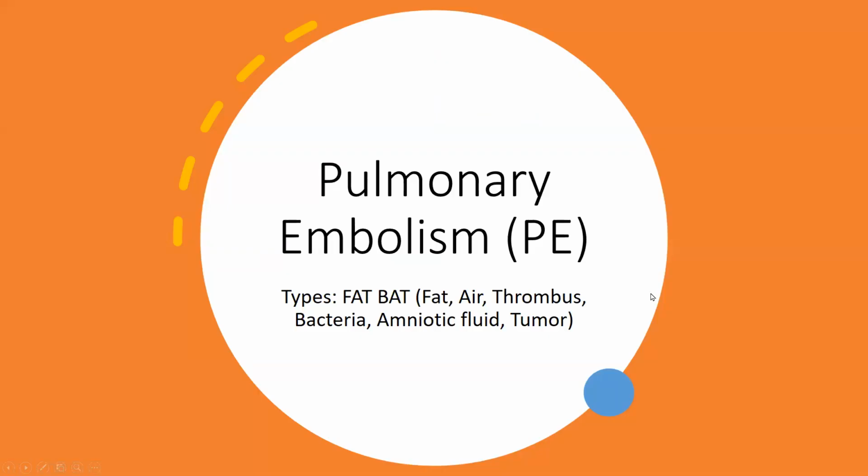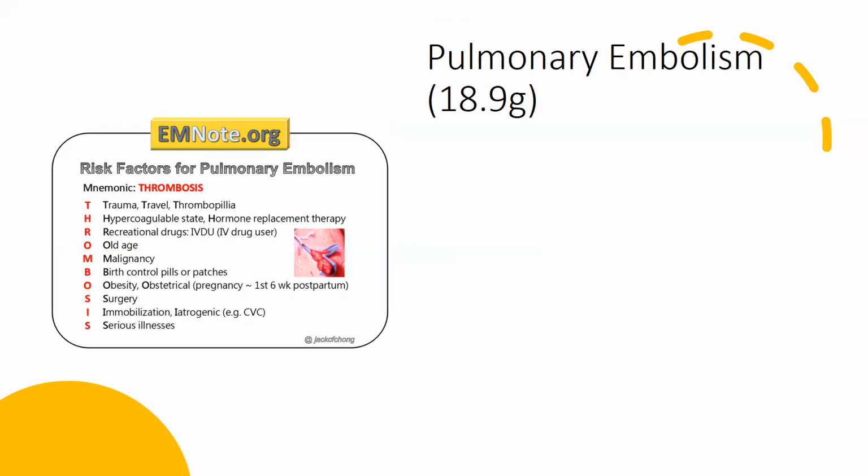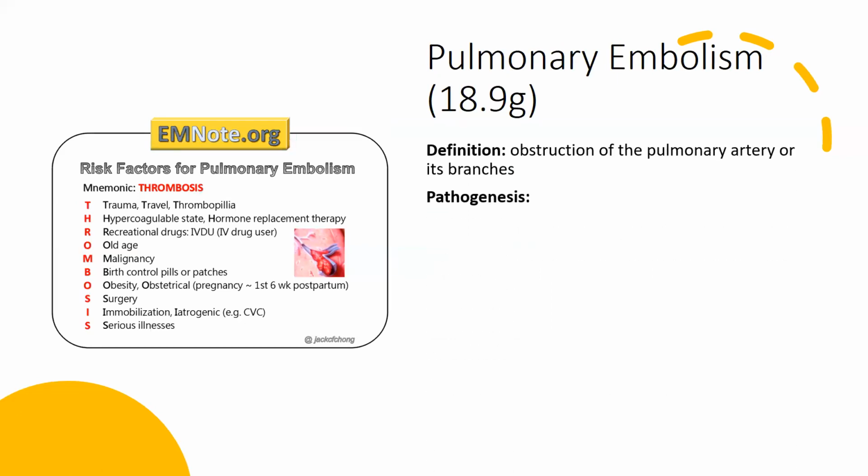Pulmonary embolism, the big thing here would be to remember the types: fat, air, thrombus, bacteria, amniotic fluid, tumor, the FAT BAT of pulmonary embolism. So pulmonary embolism, you're going to have your obstruction of the pulmonary artery or any of its branches. Versus our DVT was down low in that peripheral, typically lower extremity, right? Those deep veins. So pulmonary embolism, we've had the emboli travel, and we're in the pulmonary artery or branches, hence the name.